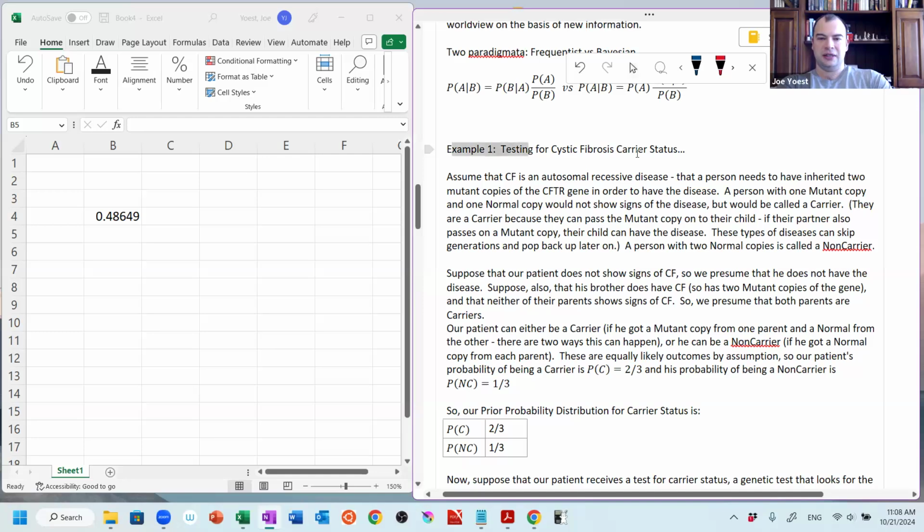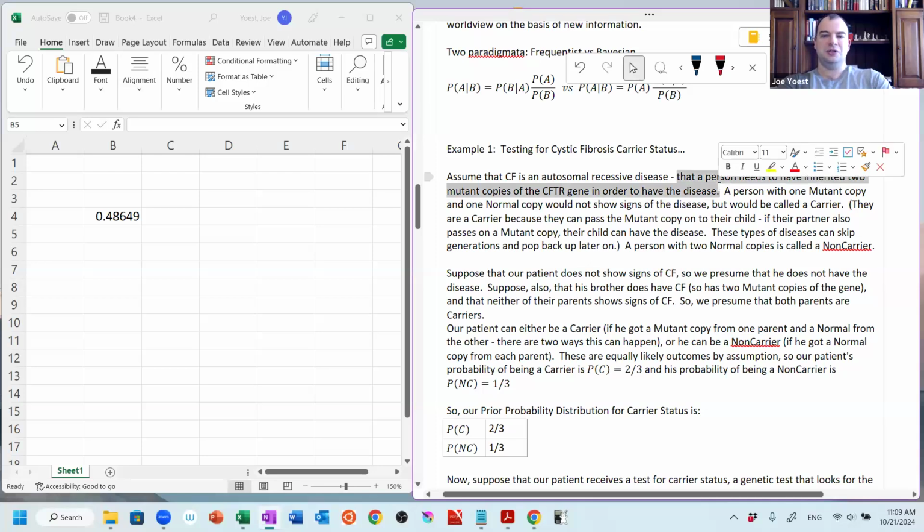Okay, so let's look at example one, testing for cystic fibrosis carrier status. So let's first make the assumption that cystic fibrosis is an autosomal recessive disease. Probably a pretty good assumption. All of these genetic things, or really anything in science, is more complicated than our models, but it's probably a pretty reasonable model for this disease process.